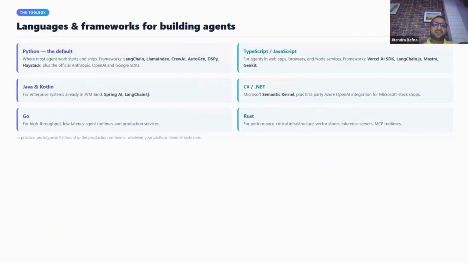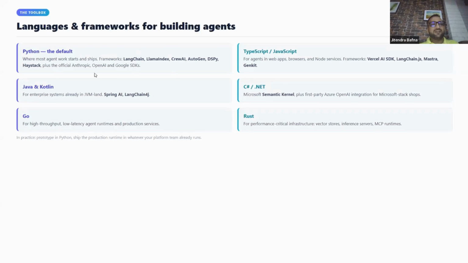Okay, so there are certain languages and frameworks for building agents. Python is one of the languages mostly used for building agents. I also use Python most of the time when I want to build some kind of agent. Python also comes with the LangChain framework, LlamaIndex, CrewAI, AutoGen. These are all important libraries, right? Plus the official Anthropic, OpenAI, and Google SDKs. You can use all of these to build agents.